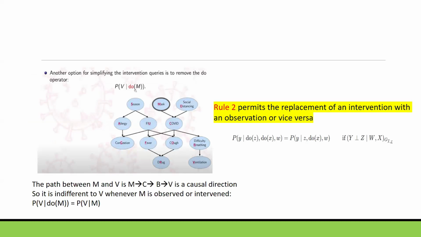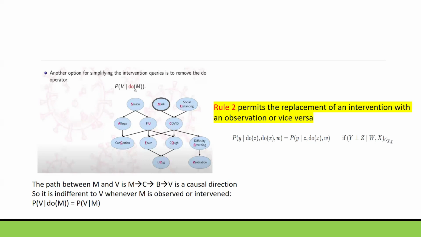Example. Suppose you want to know the probability of ventilation had you intervened on mask. Imagine the government wants to promote mask use. What is the probability that this intervention would reduce ventilation, that is, someone being admitted and receiving ventilation during treatment, had the government really introduced such a policy? That's the question where rule 2 would help us, by exchanging both.